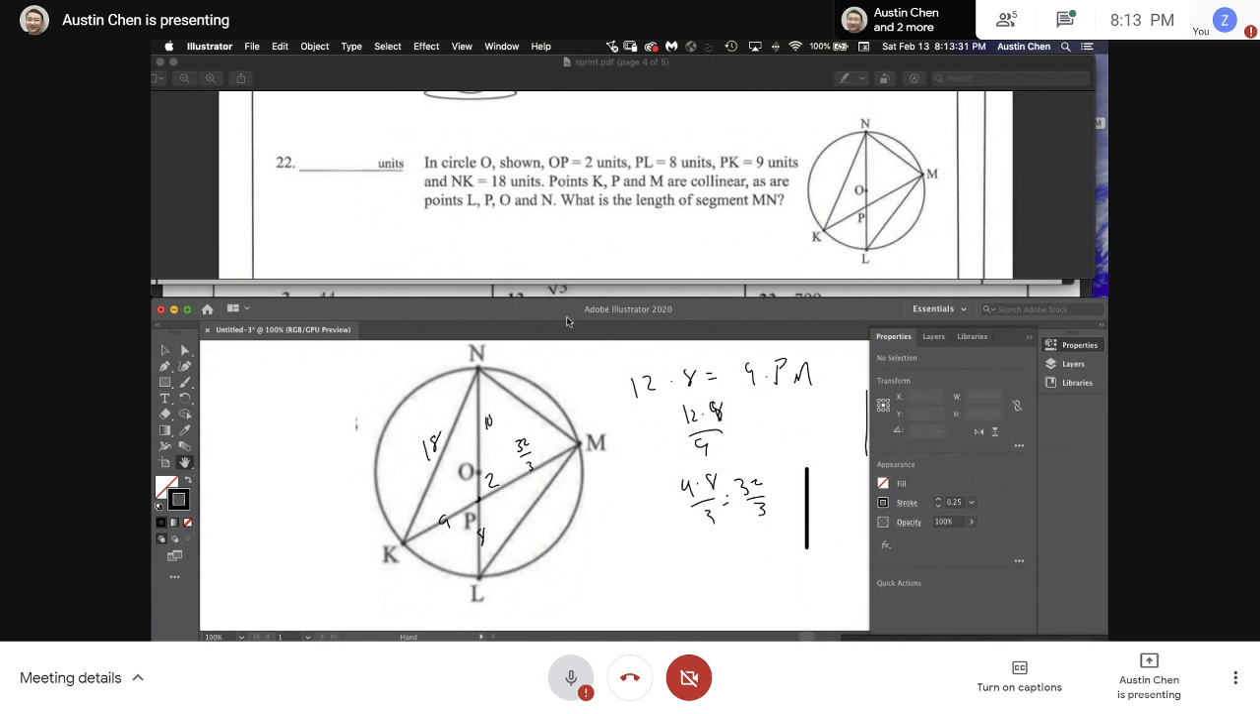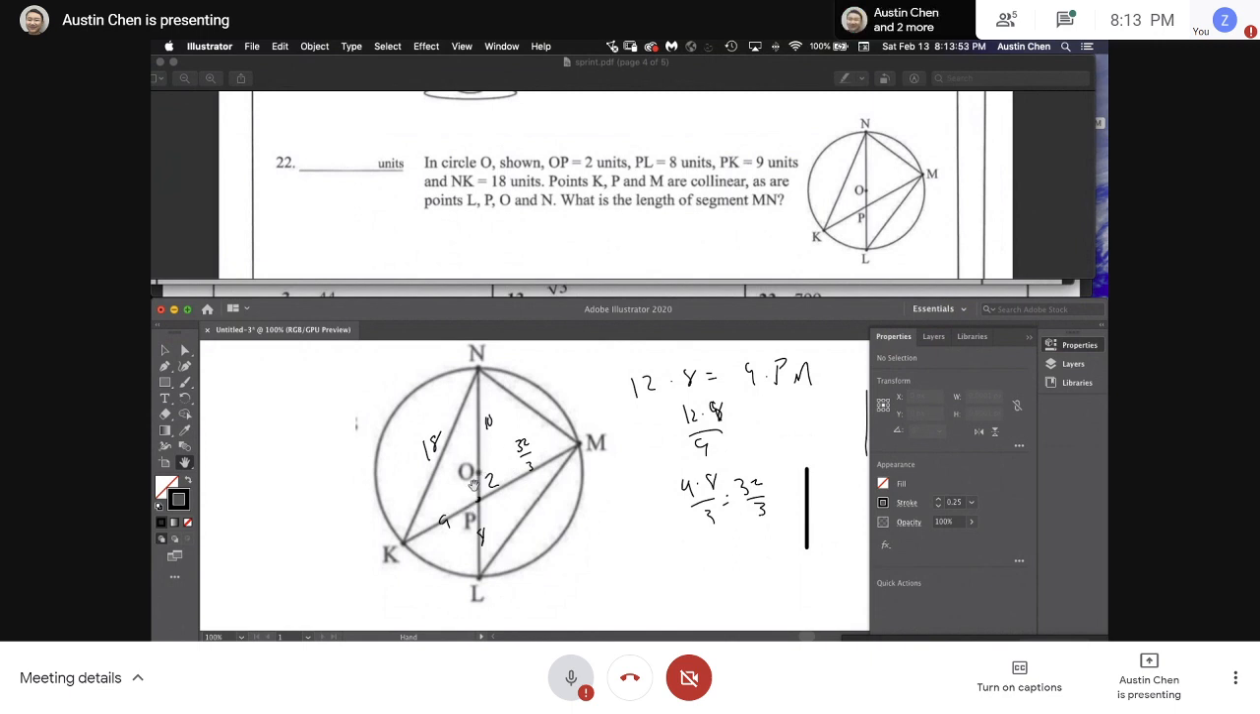Okay. Anyway, so now we know that this length is 32 thirds. Okay, that's fine. We want to find more information. We want to try to get more information onto the board.